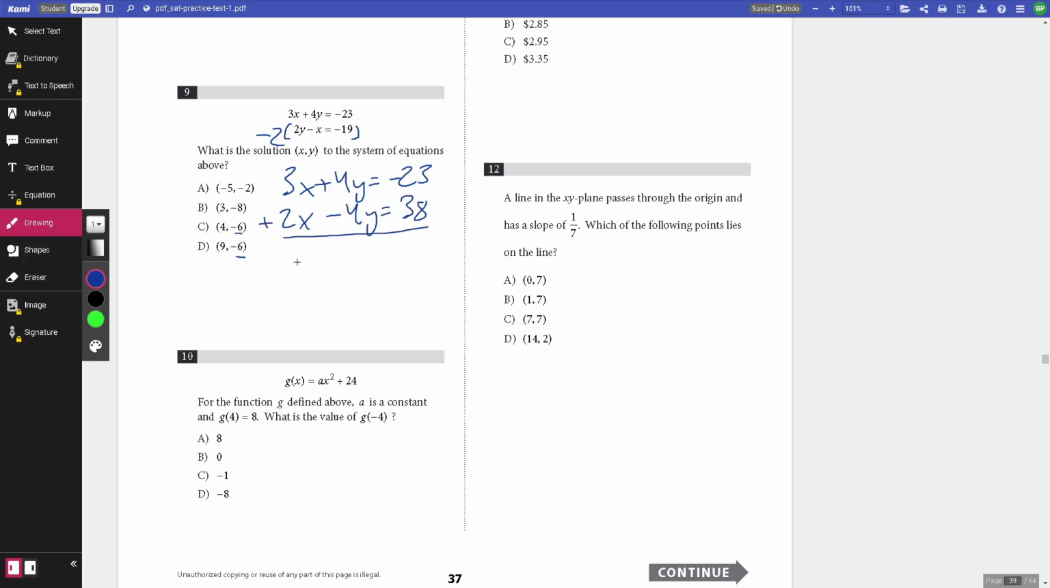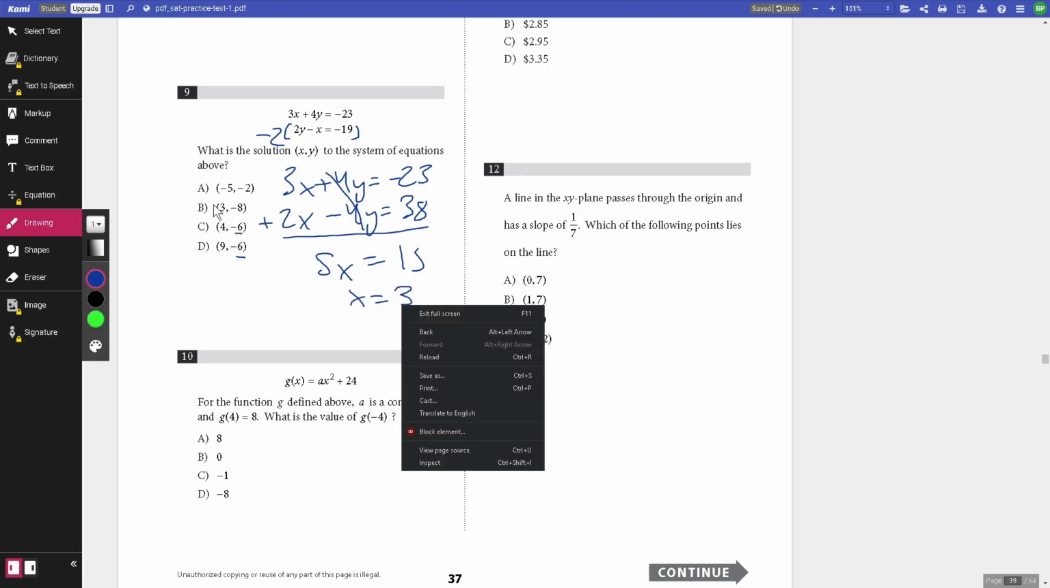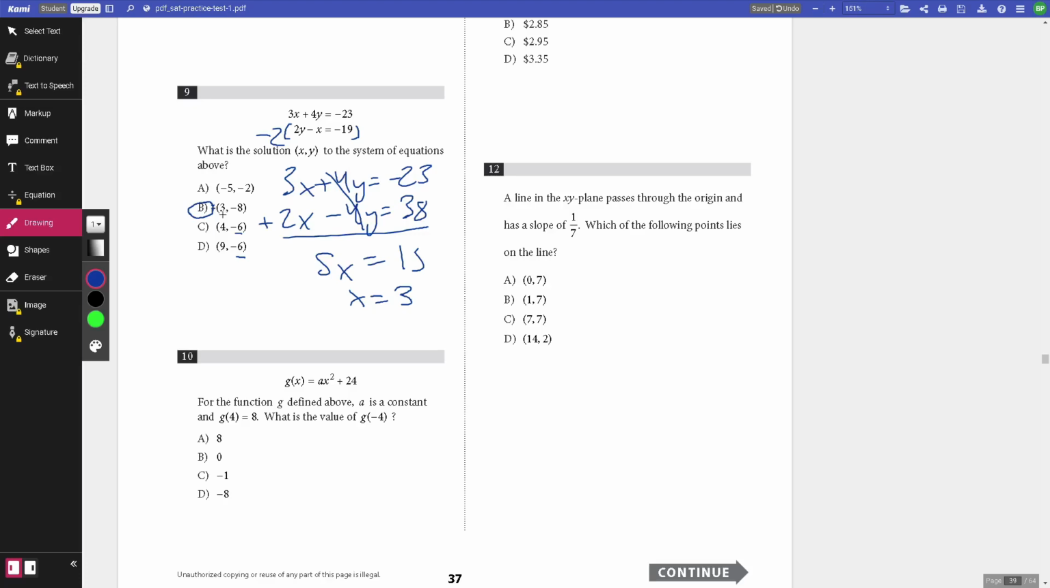You add the equations together to eliminate that. 5x is equal to 15. Get x is equal to 3. And the answer is B, which is the only one with the x value of 3.